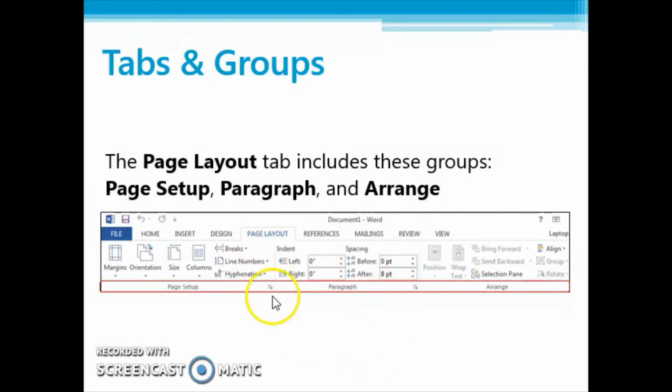Next, we have Paragraph, which allows us to adjust indentations and spacing in our document. And then finally, we have Arrange, which allows us to position images, adjust layers, align, and wrap text within our document.